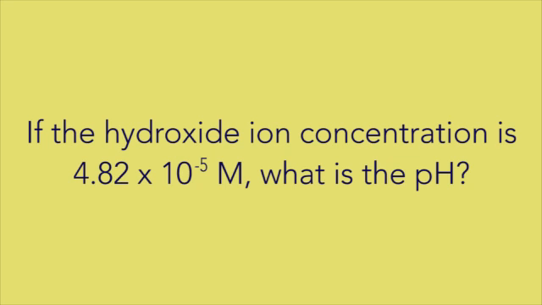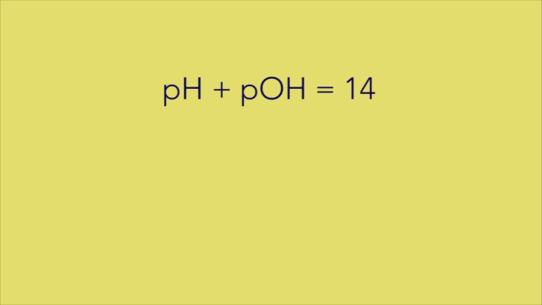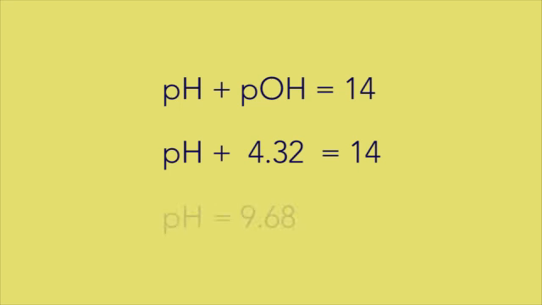So, are we done? Let's look at our problem. The problem asked us what was the pH. We have the pOH, so we are not done. So we have to use this formula again. This time, we will plug 4.32 in for the pOH. Use some simple algebra and solve. So the pH would be 9.68. After enough practice, you'll see it's not too hard.